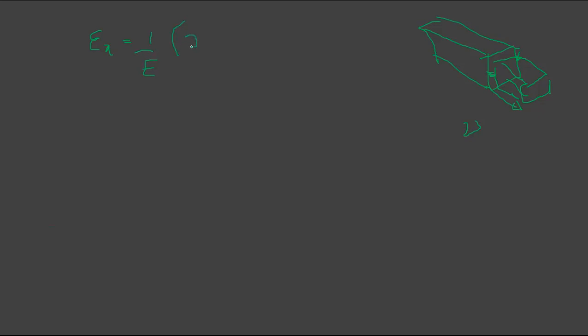So this will give you sigma x minus mu, that's the Poisson ratio, times sigma y plus sigma z. So this is how your stress is. So this is nothing but how the strain is related to the stress in three normal directions, right? So you can switch the variables and write the same expression.